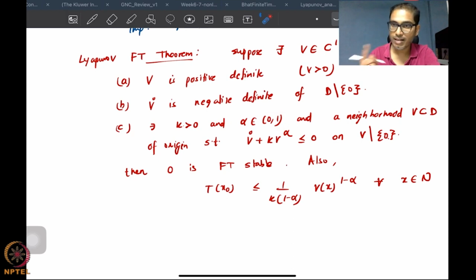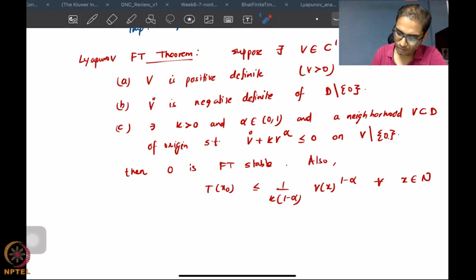never 1 and never 0, and a neighborhood V inside D of origin such that V dot plus kV to the power alpha is less than or equal to 0, right? And if you have these three conditions, we are in fact claiming that you have finite time stability. Okay, in fact, from A and B you would be immediately able to claim some kind of Lyapunov stability. I'm not giving a proof of this theorem, but I'm just trying to indicate why this might work.